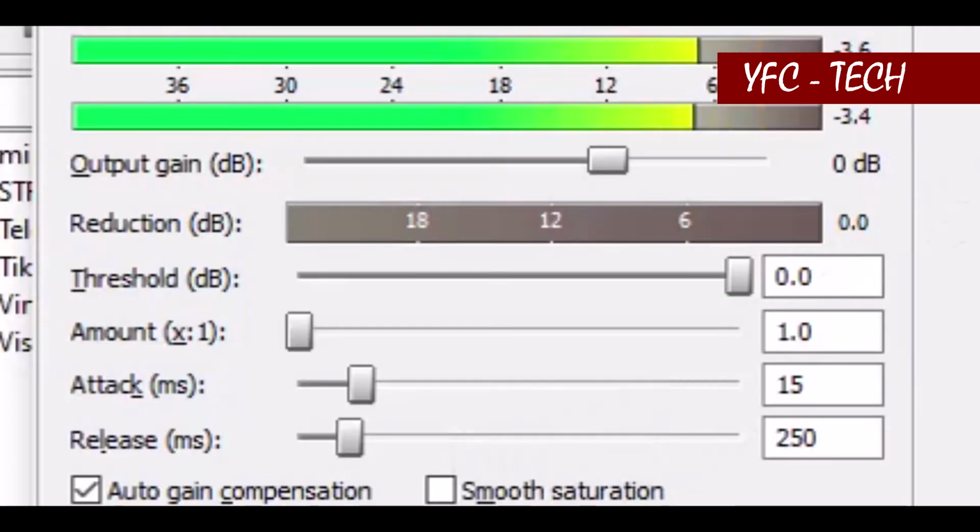Attack is the amount of time a compressor takes to act on the input signal once the sound level has gone over the threshold level. Release is the amount of time a compressor takes to let the signal return to normal once it has gone below the threshold level. Output gain is used to level up the signal to the desired level if it sounds too low after compression.